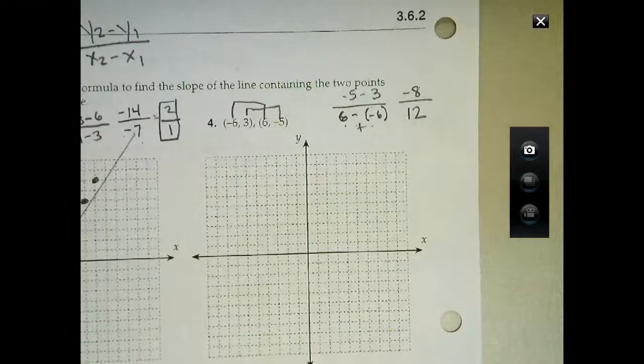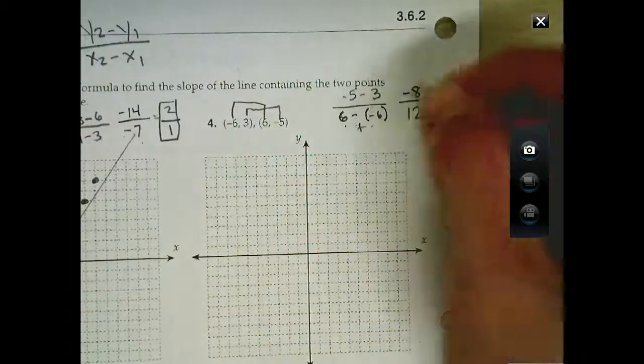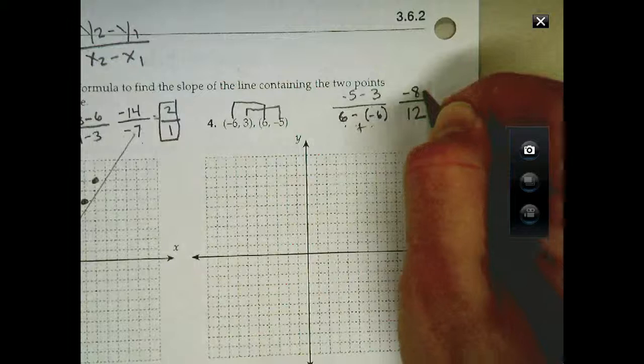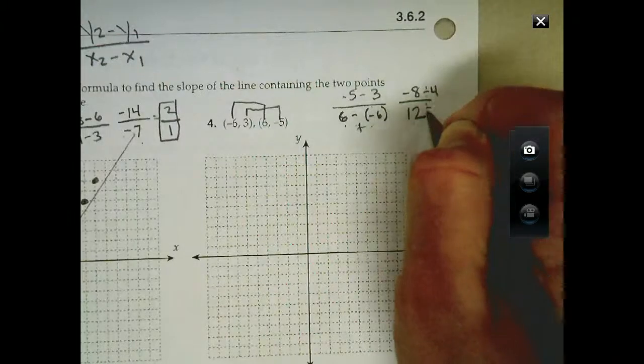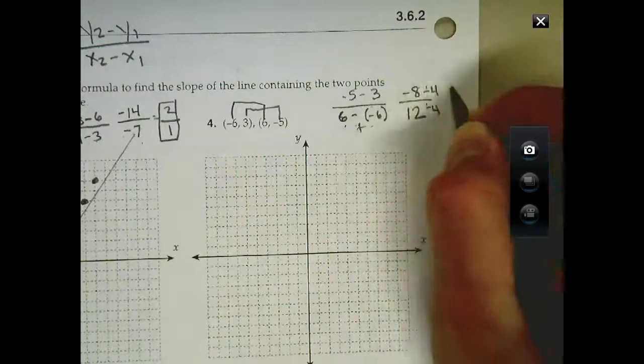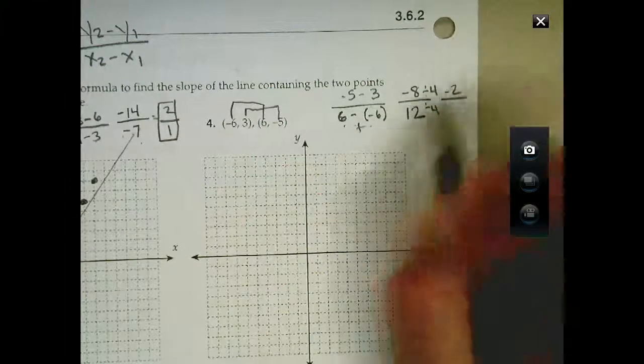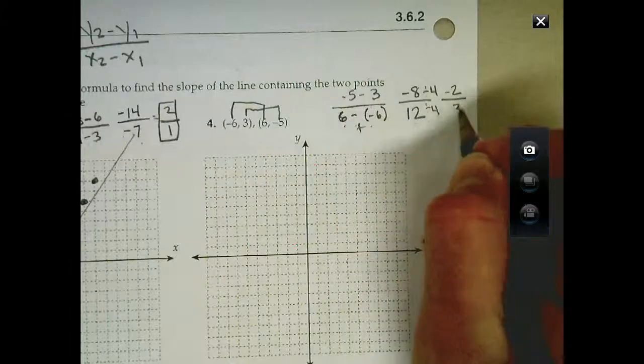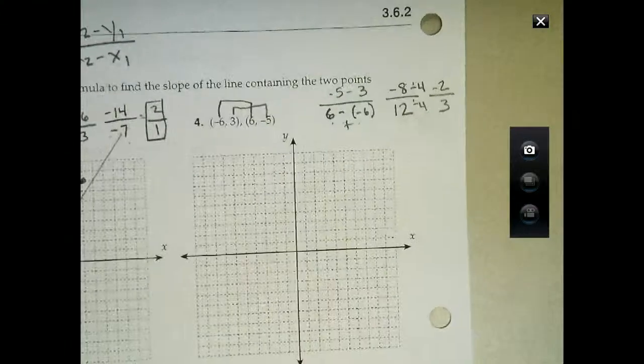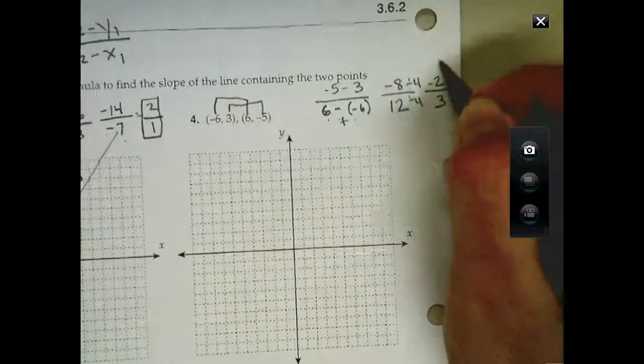Again, I just need to reduce down my fraction, but 4 will go into both of these. So I'm going to divide both of them by 4. Negative 8 divided by 4, you have negative 2. 12 divided by 4, you have 3. So in this case, I have negative 2/3 as my slope.